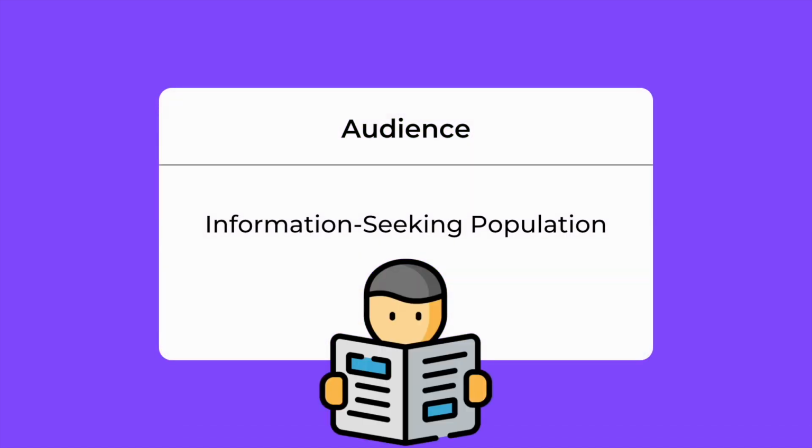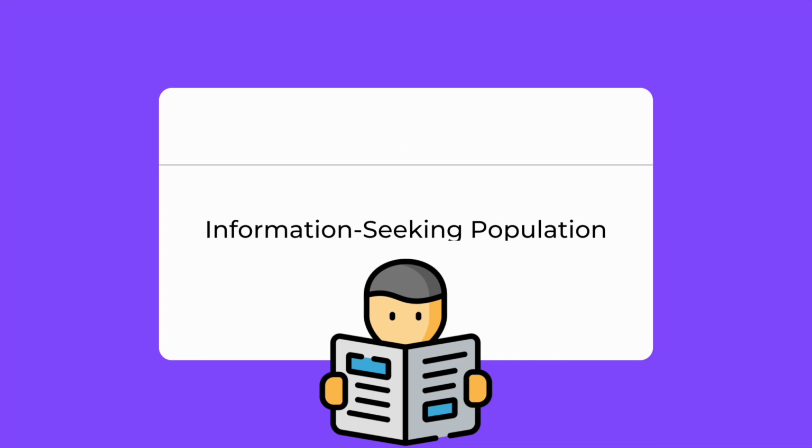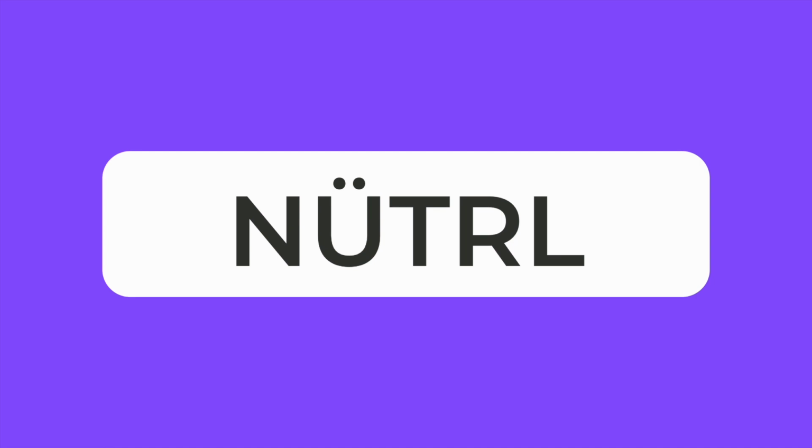Nütrl seeks to combat pervasive political polarization by redefining news media. By quantifying political bias present in articles, we are equipping all information-seeking users with the tools necessary to broaden their political perspectives and mitigate partisan antipathy. Nütrl is not just quantifying bias. It is neutralizing political polarization.